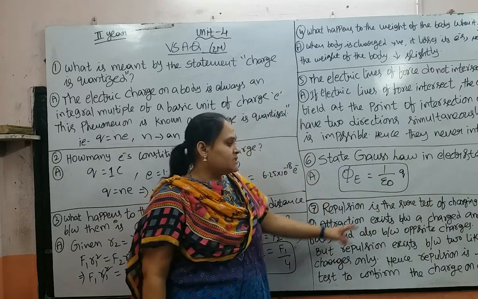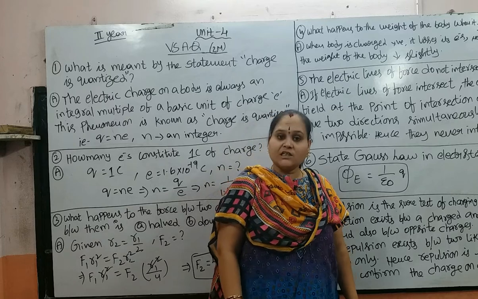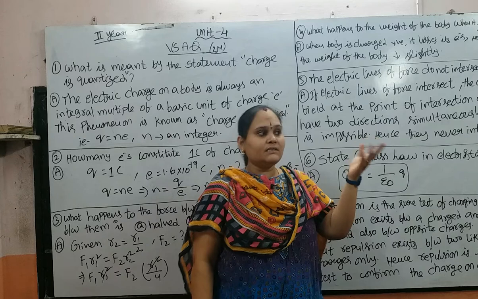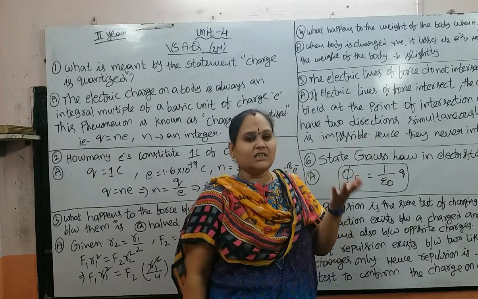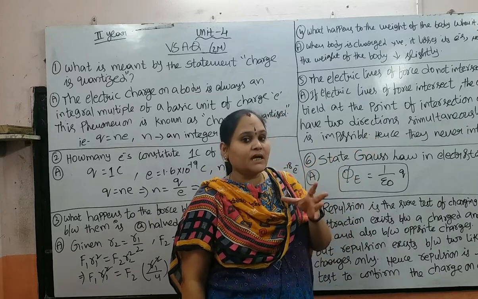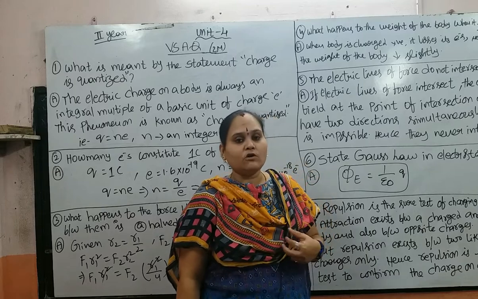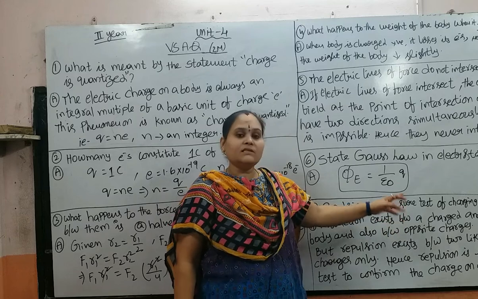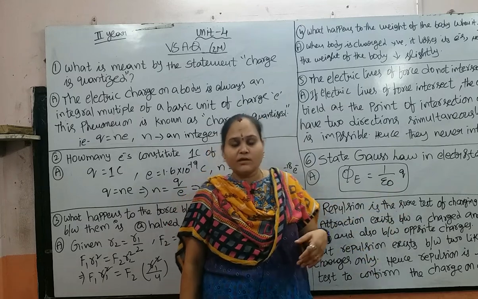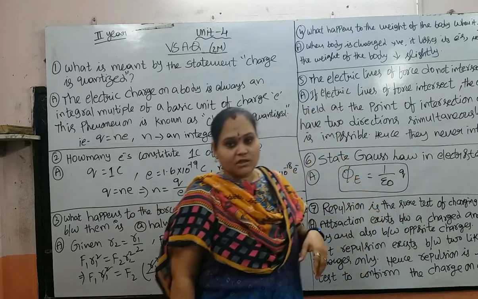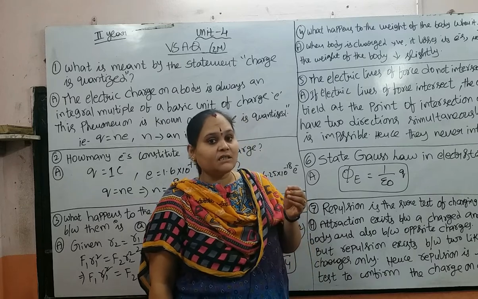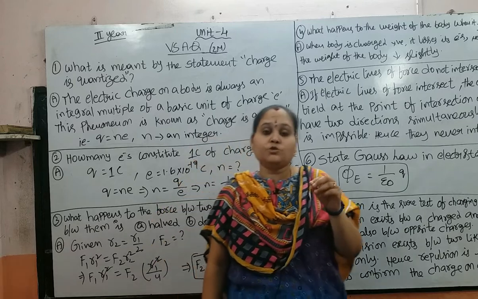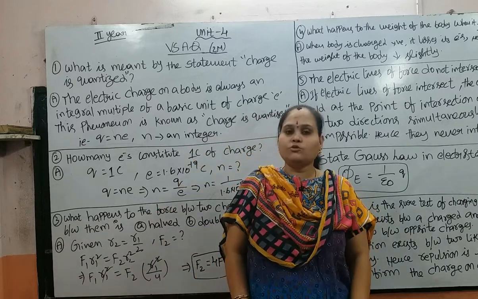Next, repulsion is the surest test of charging rather than attraction. That means repulsion is used to decide whether a body is charged or not. Why? Because attraction is possible between charged and uncharged bodies and between unlike charges also, but repulsion happens only between like charges. That's why repulsion is the surest test of charging. These are the 2 mark questions.